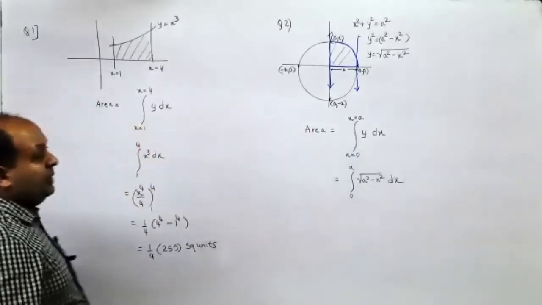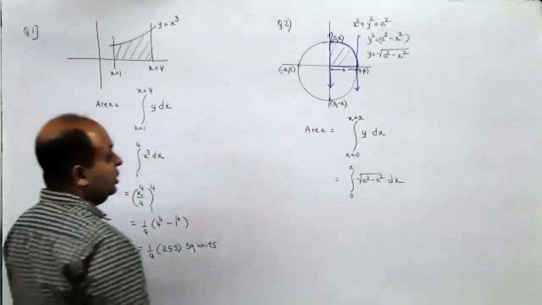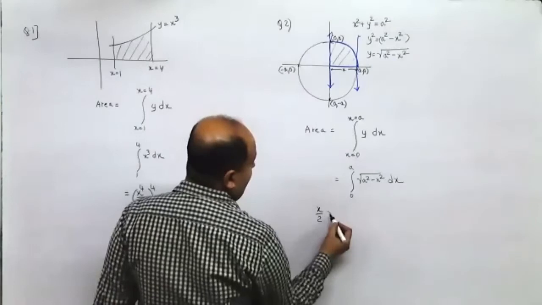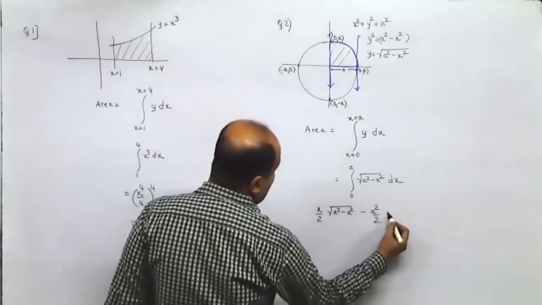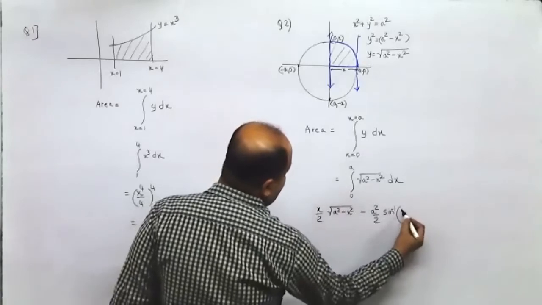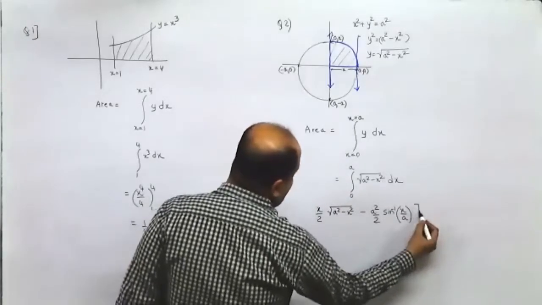If you apply the property over here, this would be x by 2 root a square minus x square minus a square by 2 sine inverse x by a plus c.